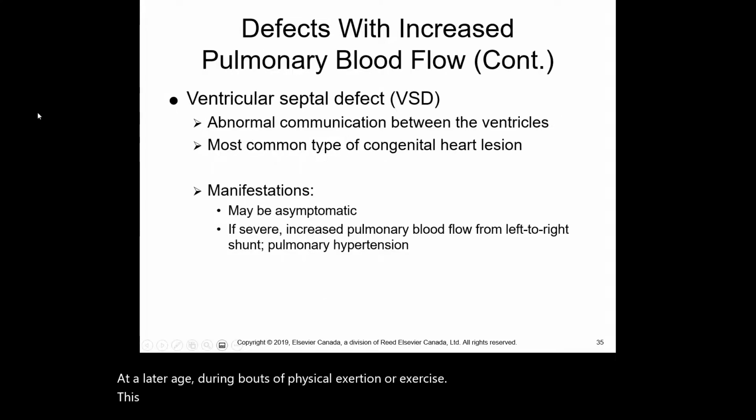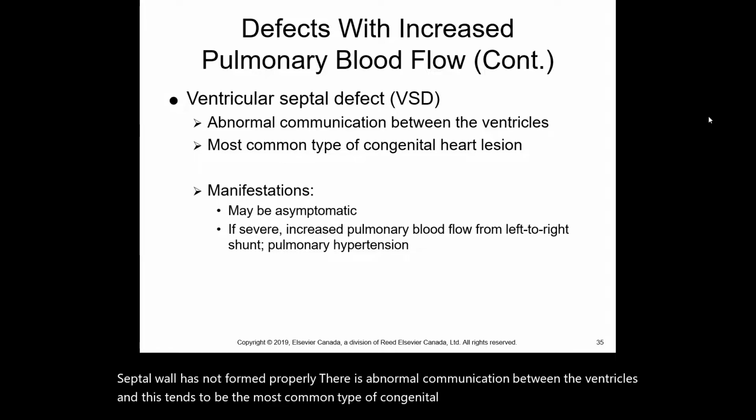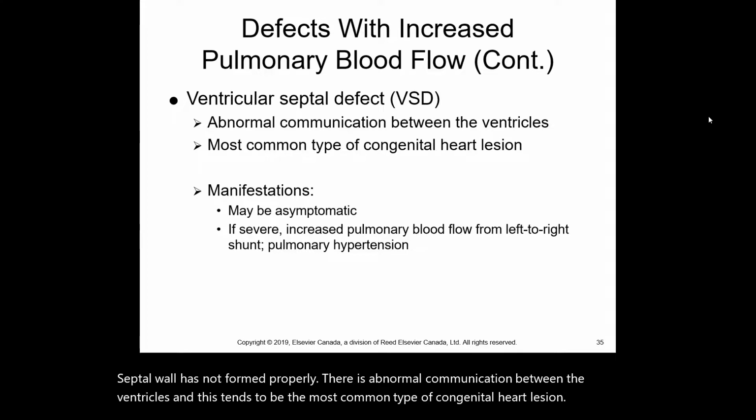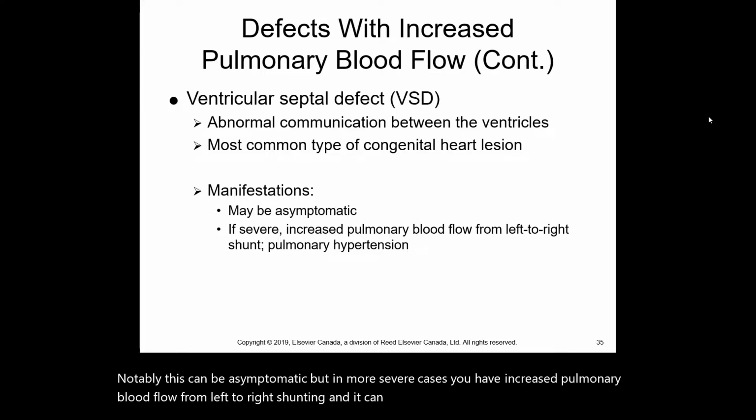This is in contrast to a ventricular septal defect, also known as a VSD, in which case the ventricular septal wall has not formed properly. There is abnormal communication between the ventricles, and this tends to be the most common type of congenital heart lesion. Notably, this can be asymptomatic, but in more severe cases, you have increased pulmonary blood flow from left to right shunting, and it can evolve and lead to pulmonary hypertension.